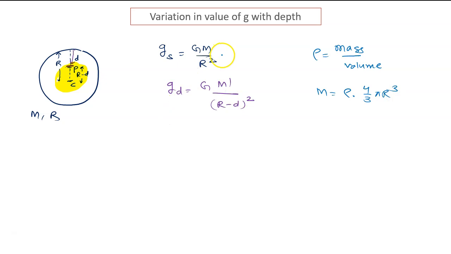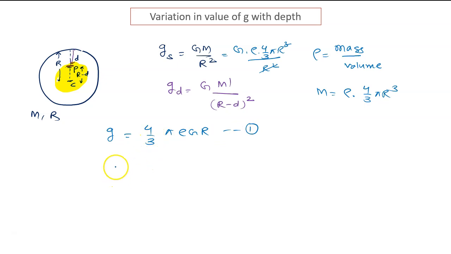So gravity at the surface will be G rho into 4 by 3 pi R cube upon R square. So gravity at the surface, we say it is g only, R square it will remain only R, so we will say it is going to be 4 by 3 pi rho G into R. This is equation number 1.